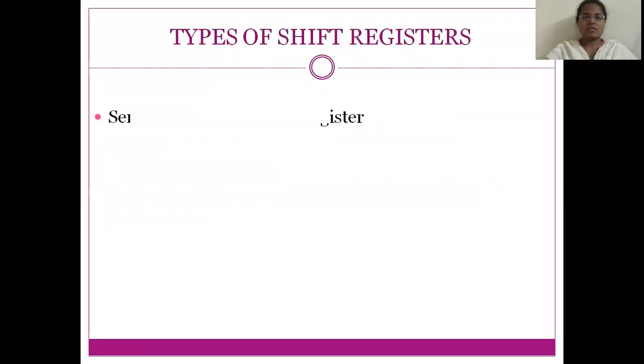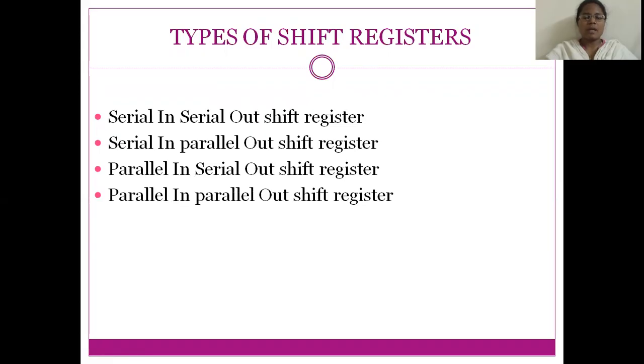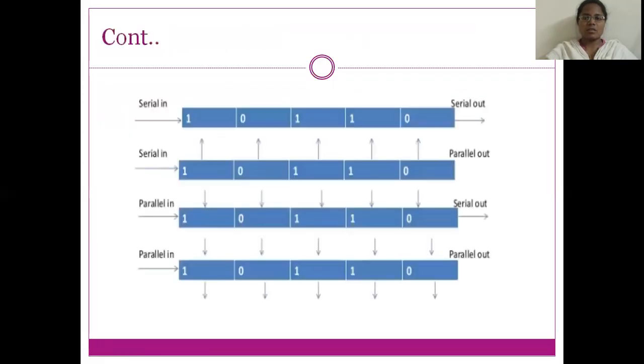The first is the serial in serial out shift register. Next is the serial in parallel out shift register, then the parallel in serial out shift register, the parallel in parallel out shift register, and the final one is the universal shift register. So we'll see how these shift registers work and their operations.